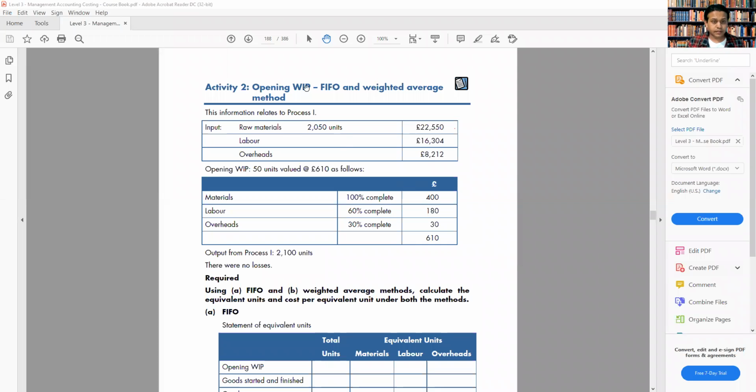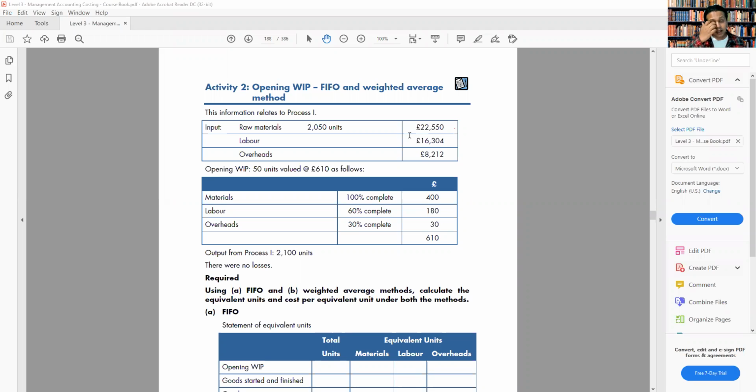So in this activity, activity 2, we have an opening WIP, that is work in progress, FIFO, and we have weighted average method, that is AVCO. So remember, as we said at the beginning, opening WIP is not what is left to complete, but this is basically the one we have from the last period. So opening is something that comes from the last period. So whatever was the closing for the last period is the opening for this period.